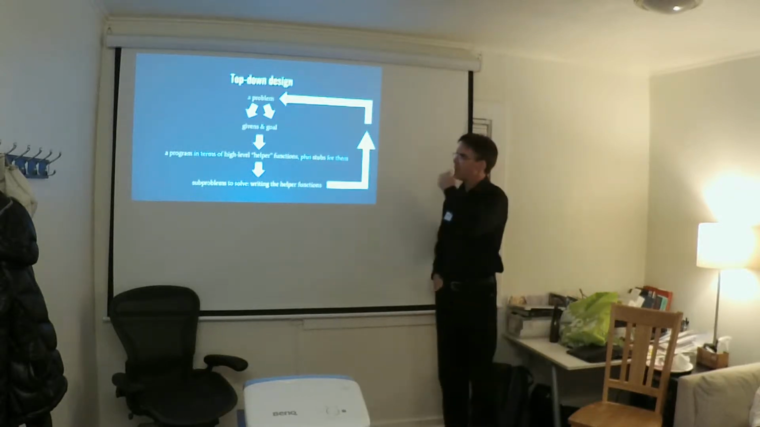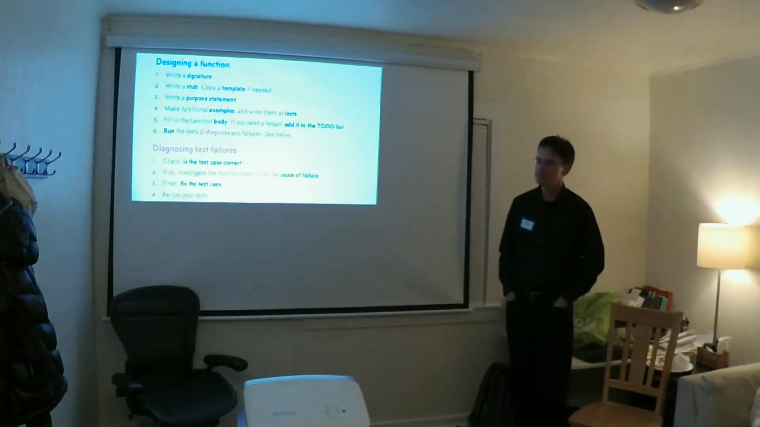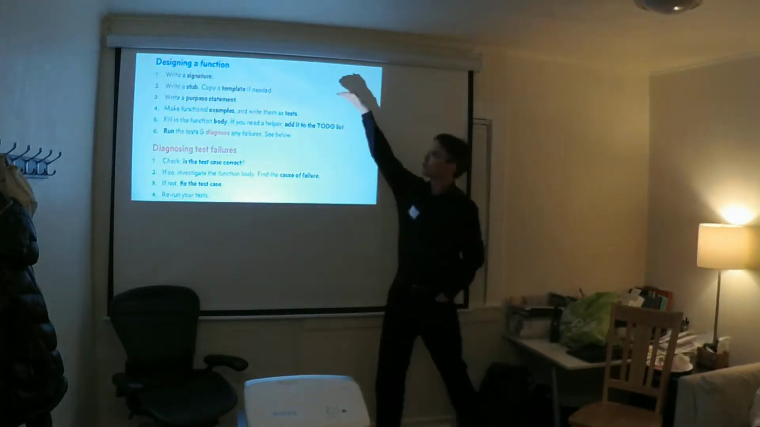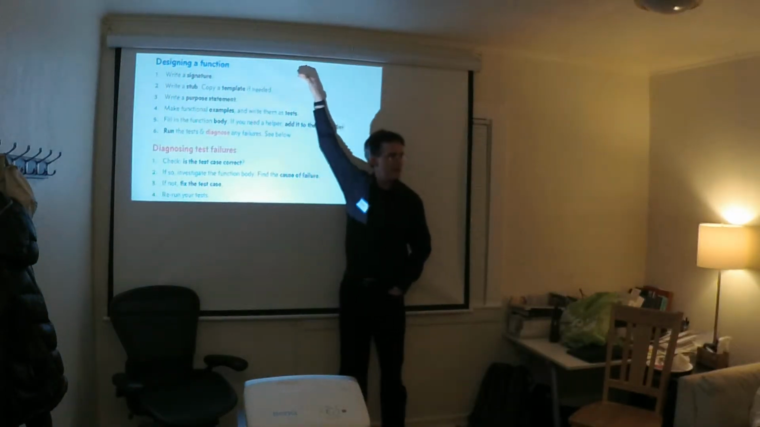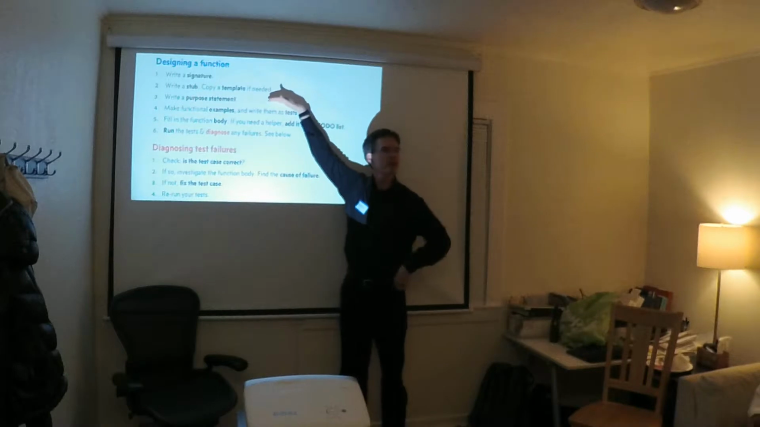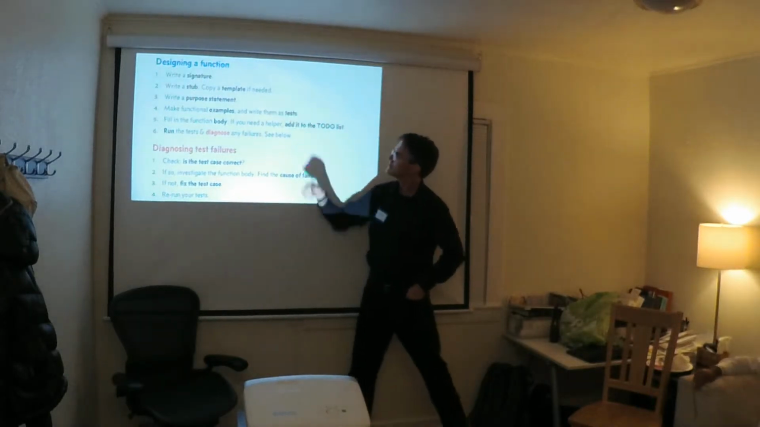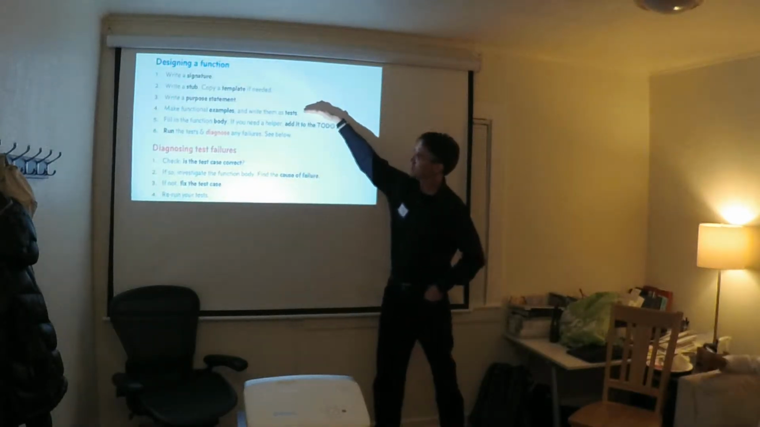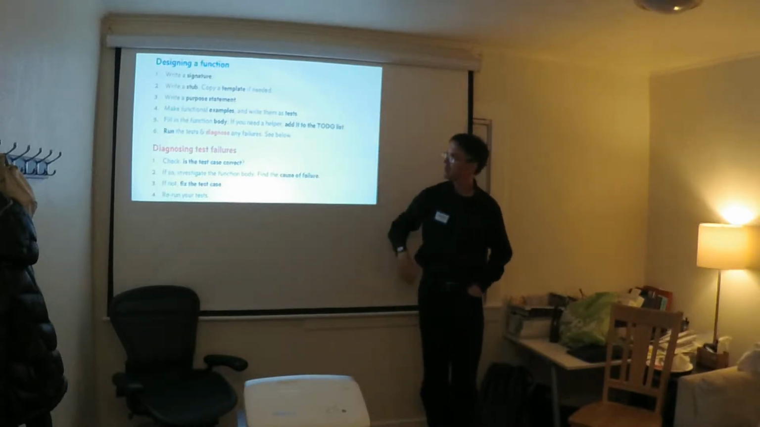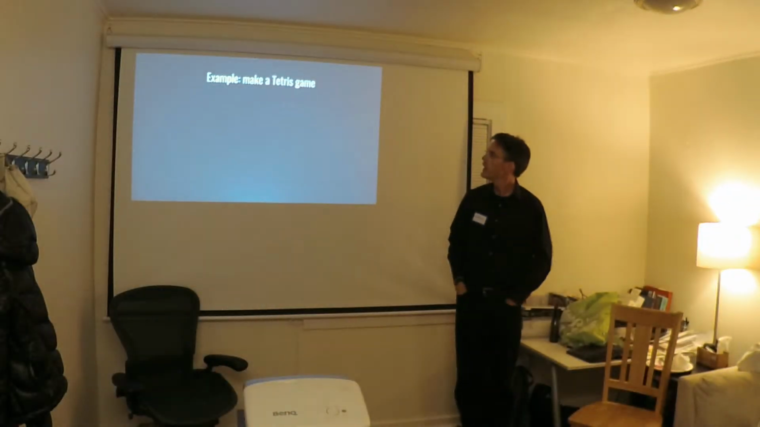And I give the students a little recipe that they can use. So we start with what's your input and output data, then just make a dummy function that returns the right kind of data but the wrong value. And say what it's for, make actual examples with specific inputs, fill in the body, and then run and test everything. And the students work through this.